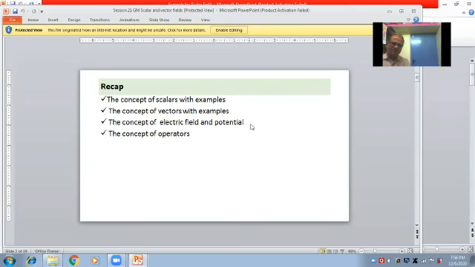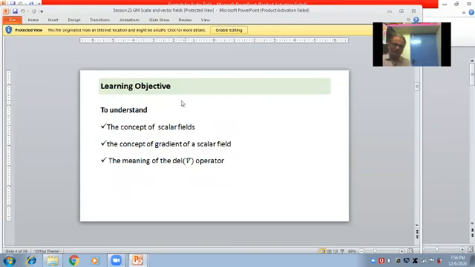On recap, you have already studied scalars, vectors, vector fields, and the concept of operators. The learning objective of this session is that we are going to study the concept of scalar fields, the concept of the gradient of a scalar field, and the meaning of the del operator.